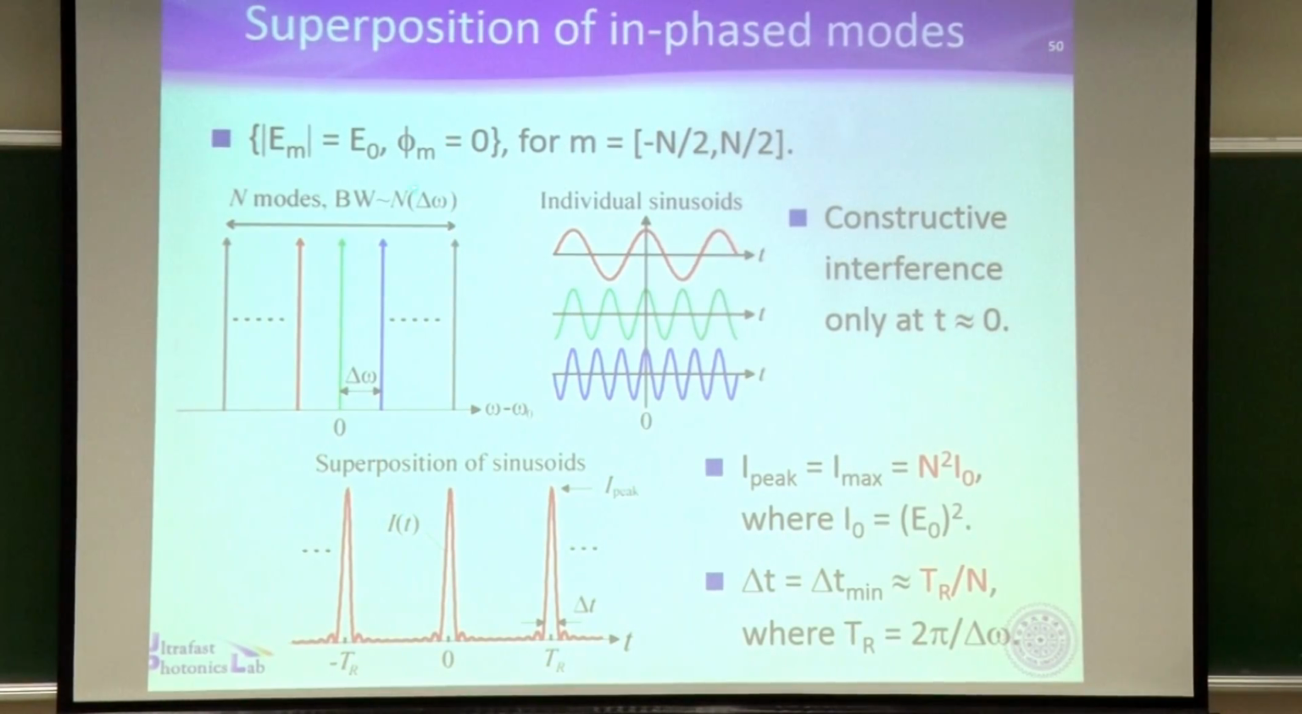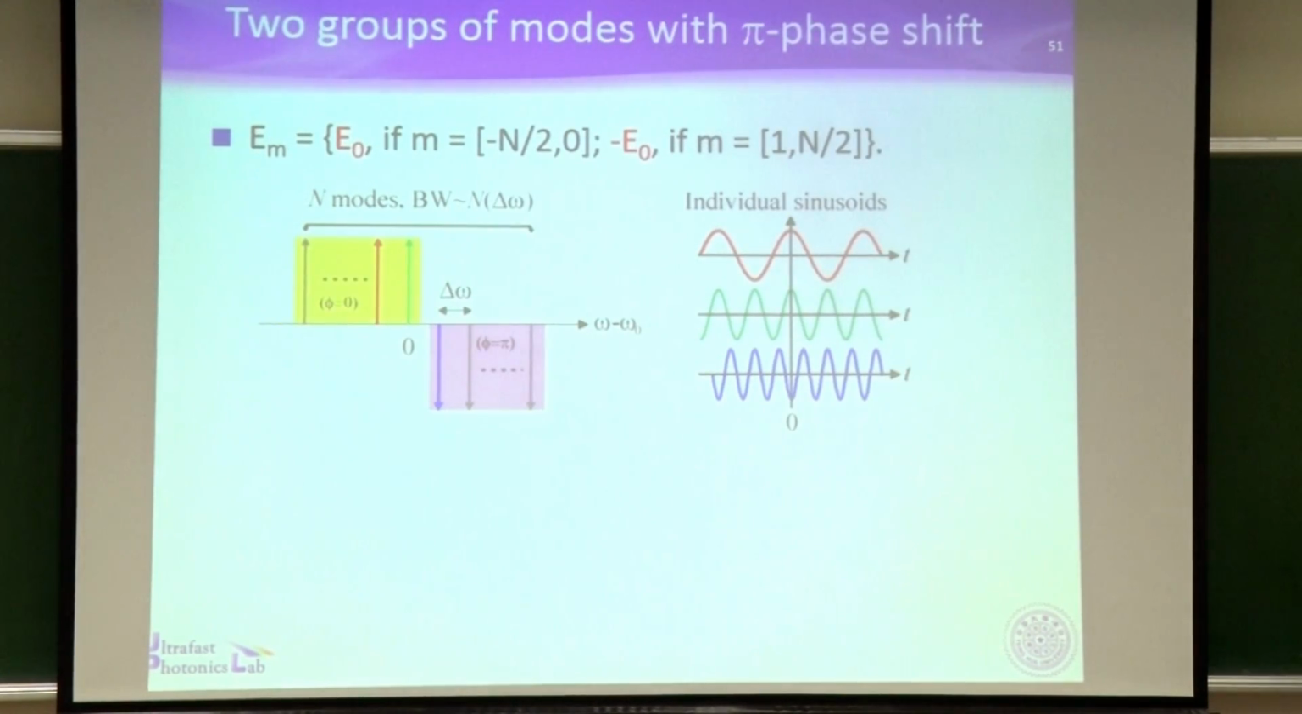So the larger the mode numbers, you get stronger and shorter pulses. Okay? But this is the perfect case: phase locking. All the phases are the same.